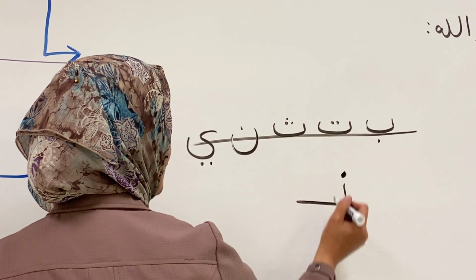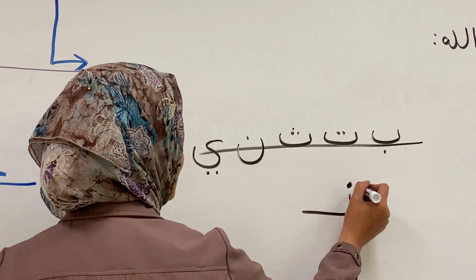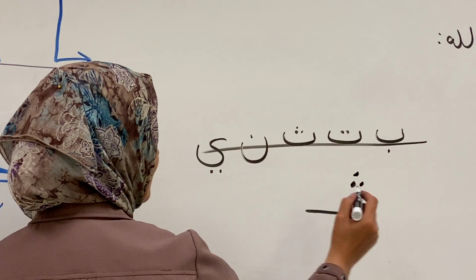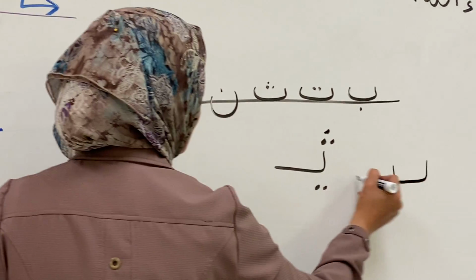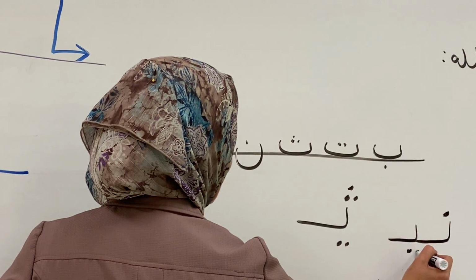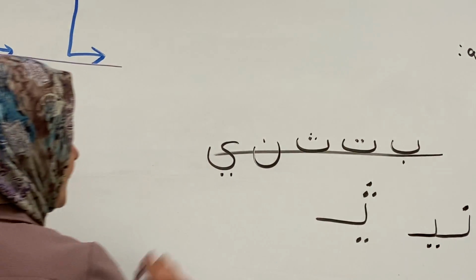Whether we put a dot over, 2 dots under, 2 dots over, 3 dots, this is the shape of how we connect them in the beginning and in the middle. Only at the end we see the whole thing.